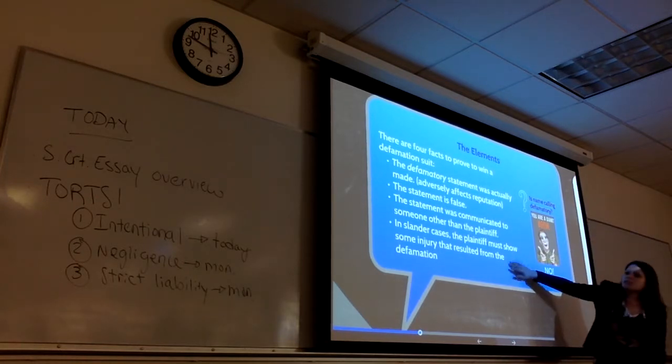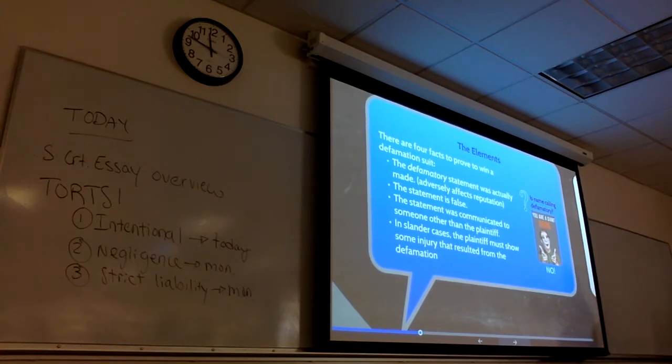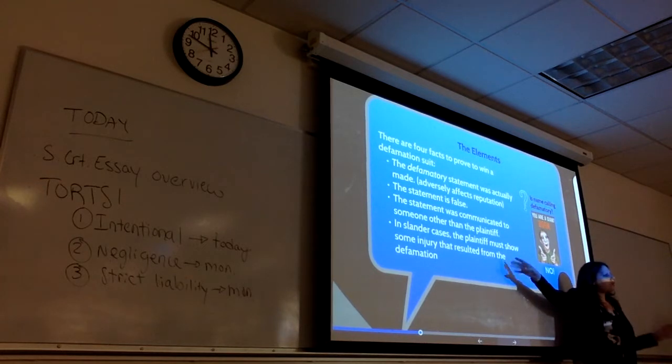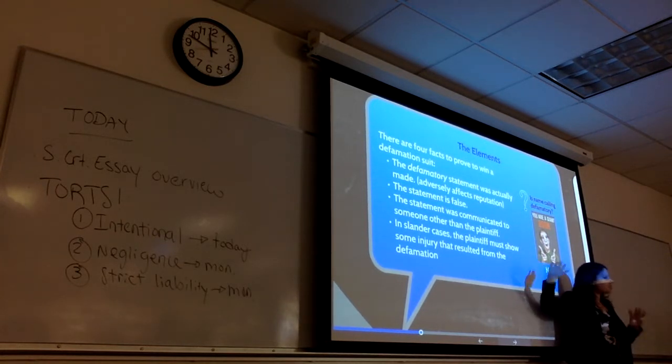The last one here, in slander cases, does that mean it's in writing or verbal? Verbal. In slander cases, if someone says something, you have to show an injury resulted from the defamation. There has to be some type of harm. How come I don't have to do that if it's in writing, if it's libel? Yeah, it's written down. We're going to assume it's harmful. So you don't have the burden of proving it's harmful. The fact that it's in writing is enough. We're going to assume that that's harmful to someone.